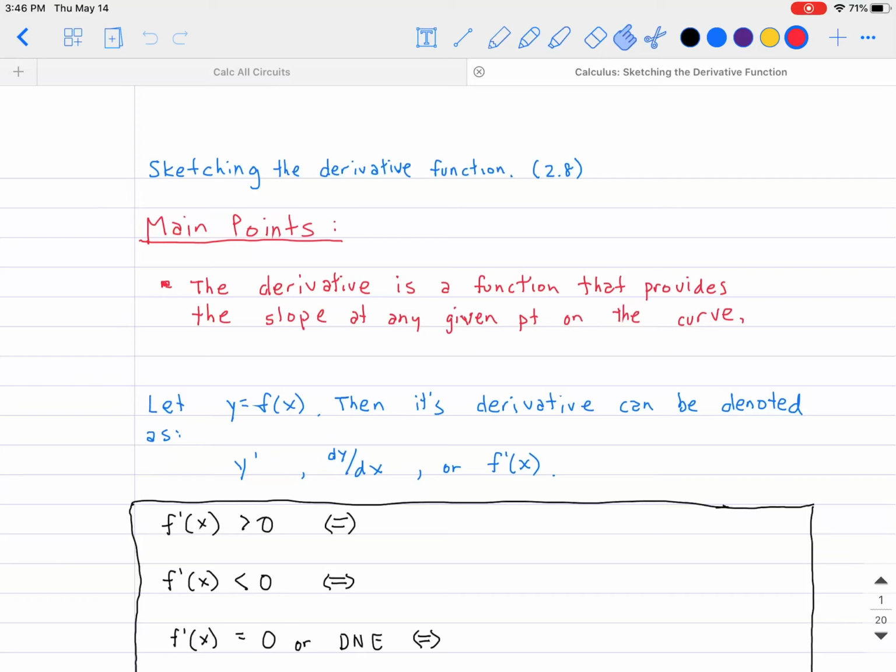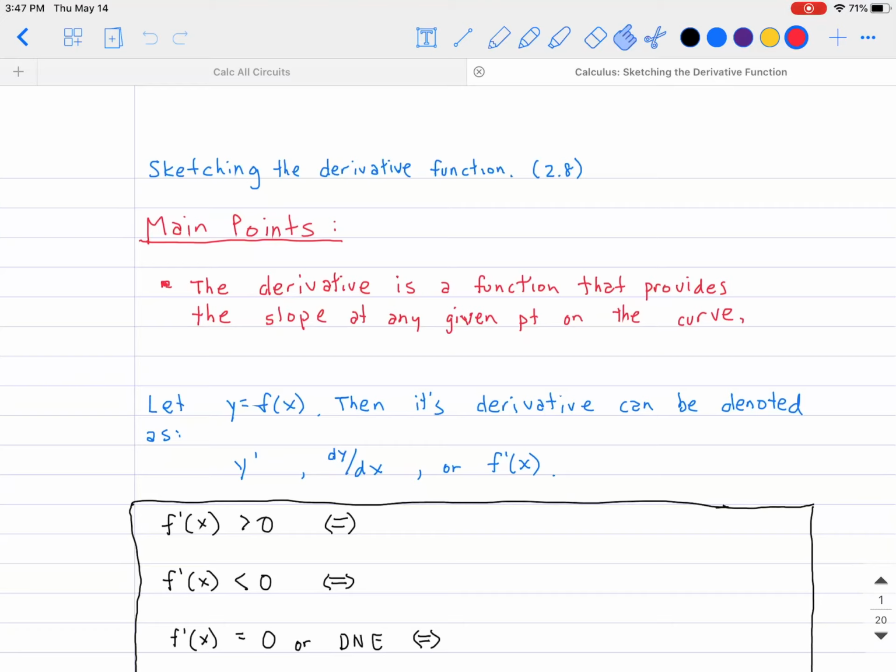First we're going to start by talking about the main points. The first one that comes to mind is that the derivative is a function that provides the slope of any given point on the curve. That's very important because at this point, some people might be asking, what's the purpose of solving for the derivative as a function? What is it for? How do we use it? How do we apply it? And so forth. This right here demystifies everything.